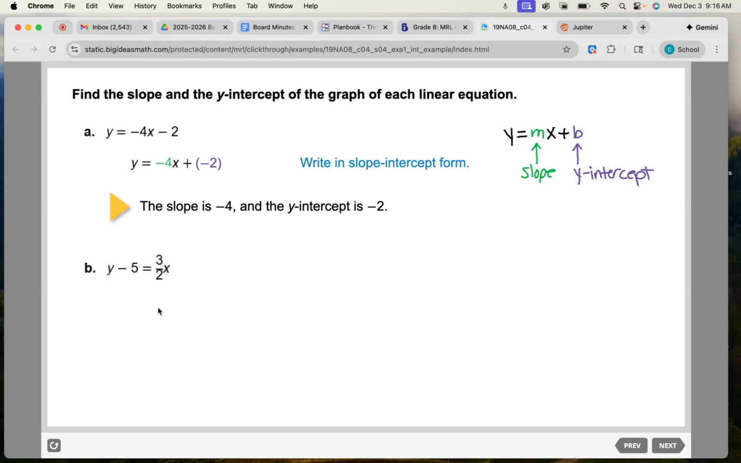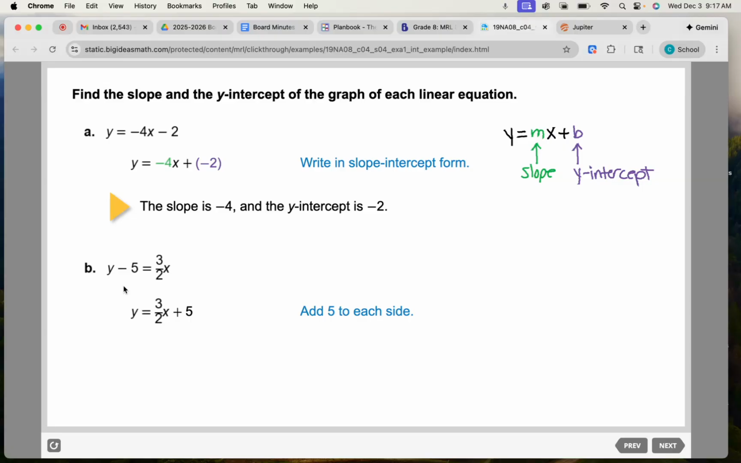Y'all got this. So for B, is this in slope-intercept form? No, it is not. So we need to solve for what? How do we put it in slope-intercept form? Solve for y. Very good. So how would I solve for y here? Get the y by itself. We need to add 5 to the other side. So move it over to the other side. Now are we in slope-intercept form? Yes. So what is my slope? 3 over 2. What's my y-intercept? 5.